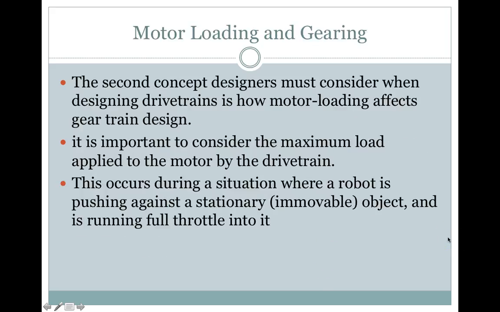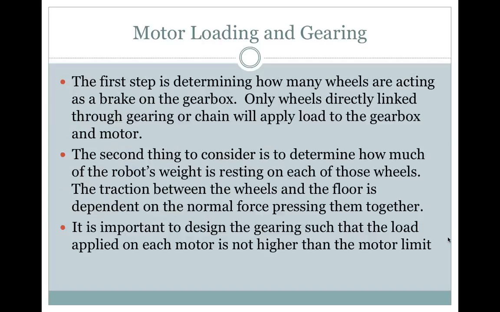Motor loading and gearing. The second concept designers must consider when designing drivetrains is how motor loading affects the gear train. It is important to consider the maximum load applied to the motor by the drivetrain. This occurs during a situation where a robot is pushing against a stationary object and is running full throttle into it. The first step is determining how many wheels are acting as a brake on the gearbox. Only wheels directly linked through gearing or chain will apply load to the gearbox and motor.